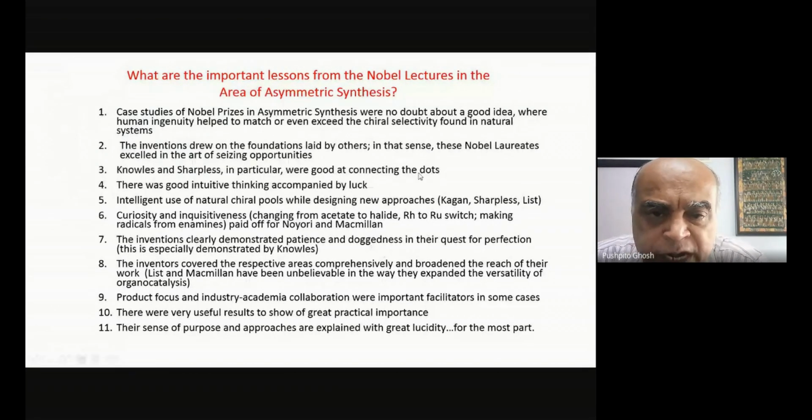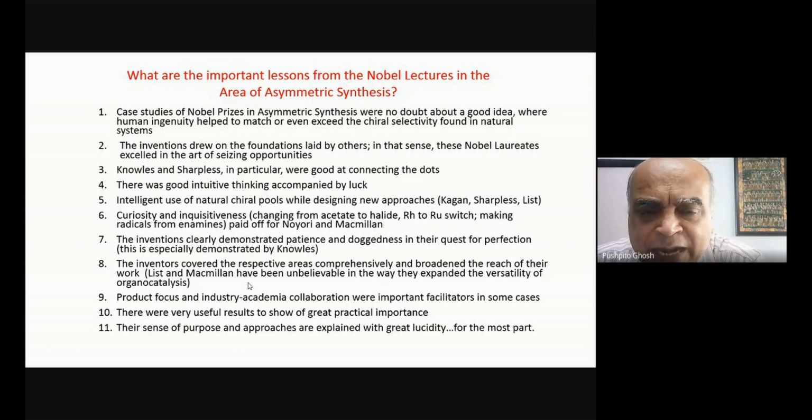Now, I'm not going to read out all of this, but I want you to read and also to maybe incorporate your own thoughts of what came to your mind. But I just thought I'll put down some of the important lessons that one can learn from these Nobel lectures of all these great people who were covered, and also people who didn't get the Nobel Prize, like Kagan.